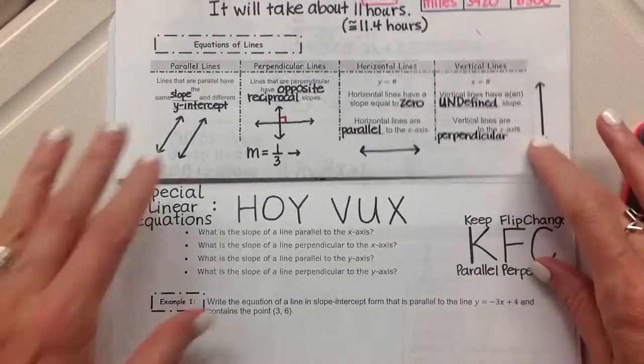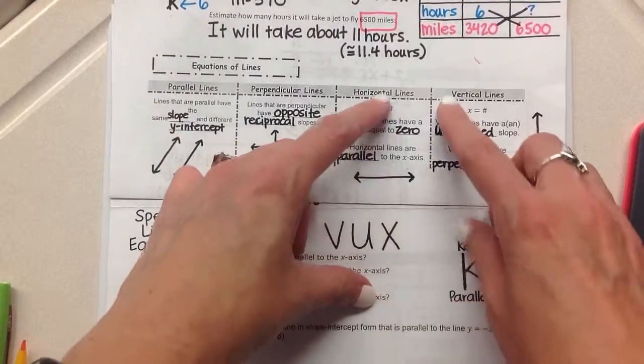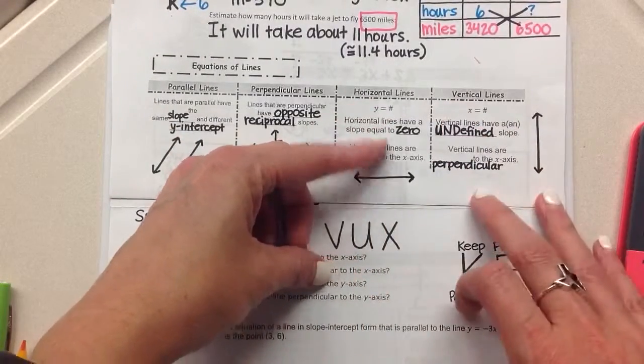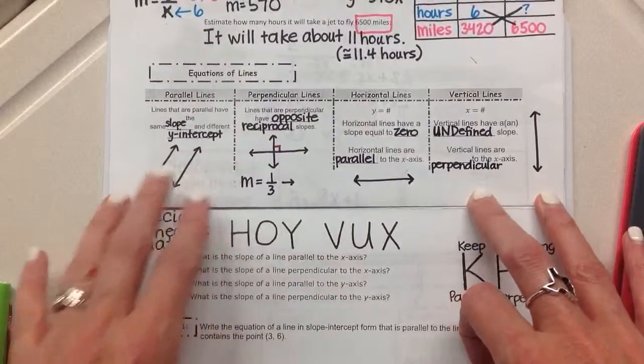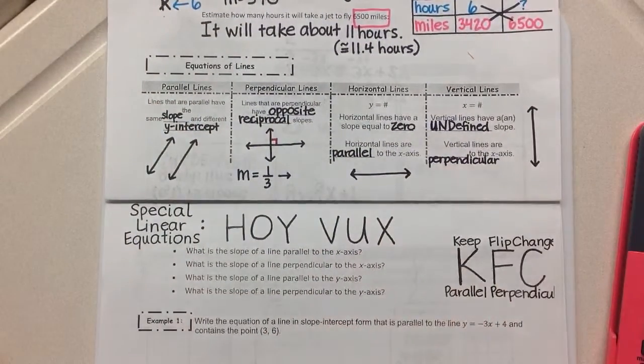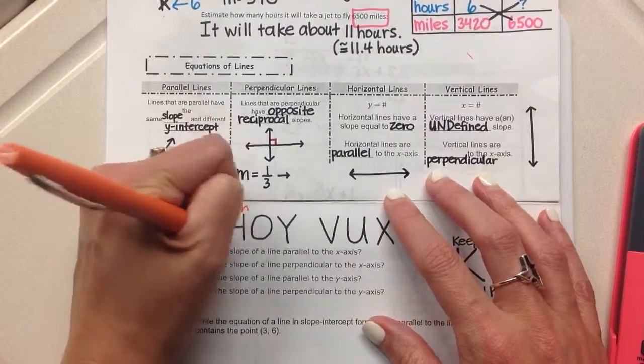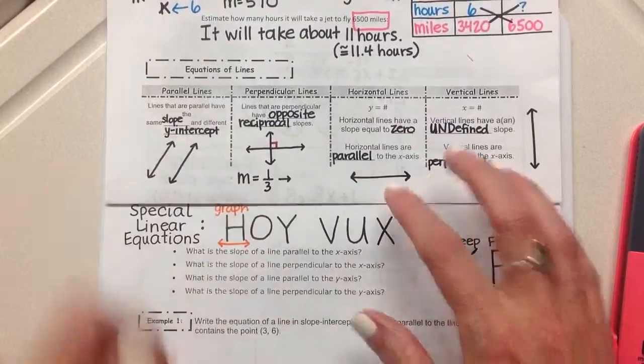Okay, so now we're going to look at equations of lines. So we want to look at some special lines. We've already talked about horizontal and vertical lines before. Remember, those are your HOY lines. So your graph is going to be horizontal, and that's what the H is supposed to help you remember: how the graph looks.